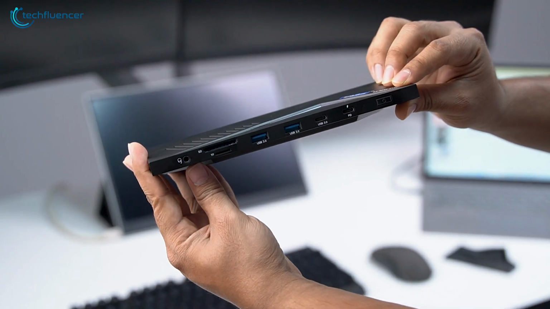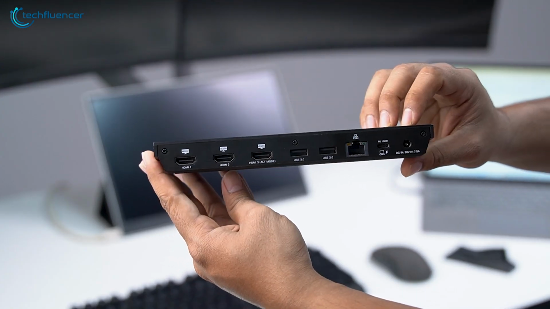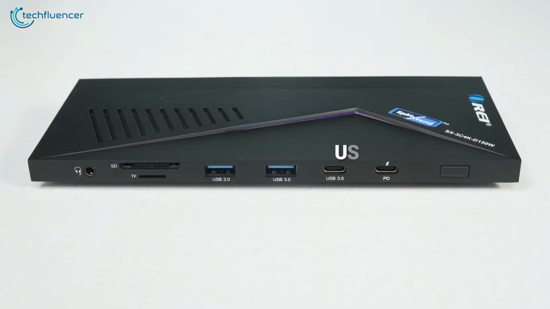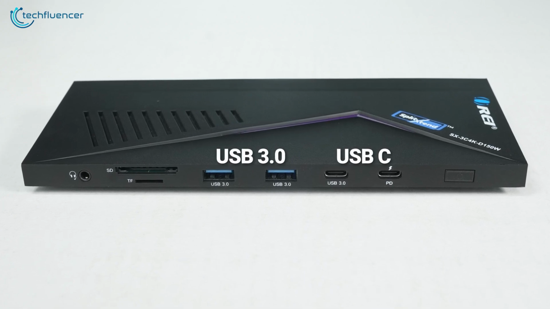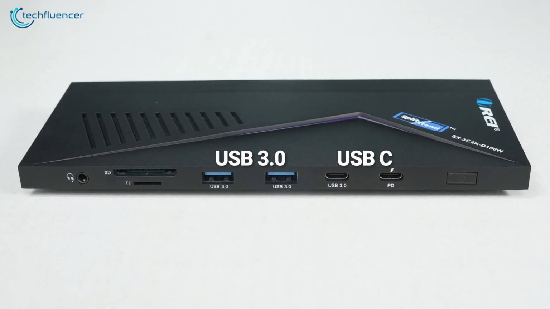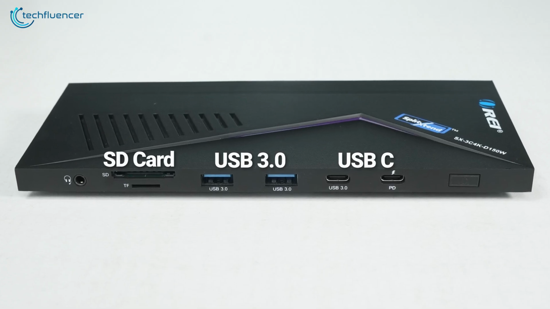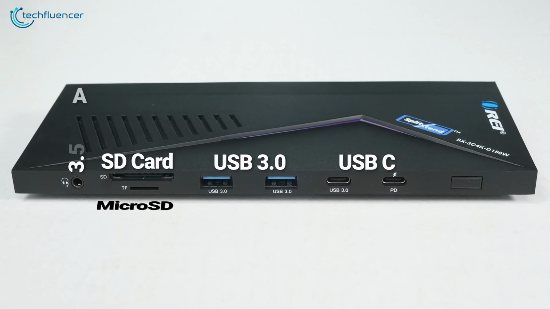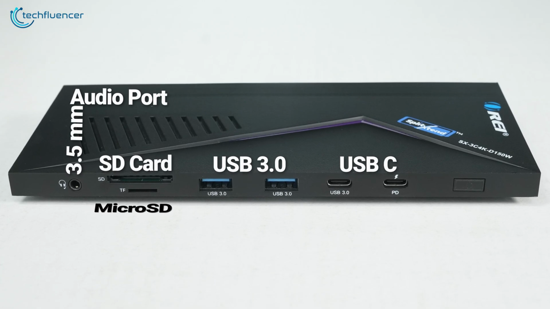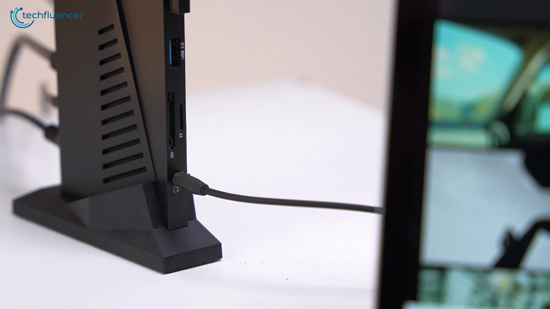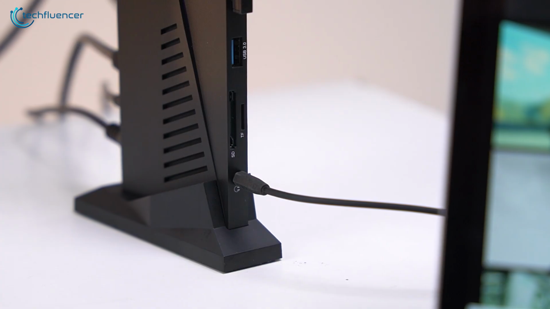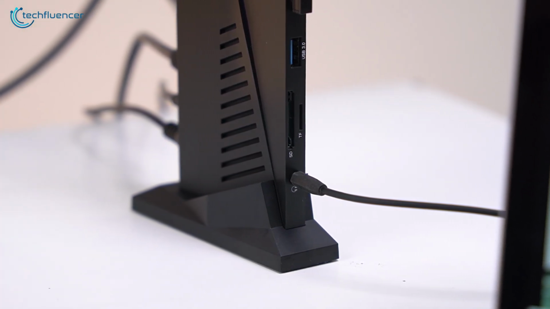Moving to the ports, this is where the SplitXtend really earns its name. Up front, you get two USB-C ports and two USB-A ports, all rated at 3.0 speeds. There's also a full-size SD card and micro SD slot, plus a 3.5mm combo jack for audio. So if you move files often, or plug in external drives and headphones, everything's just there, no adapters needed.